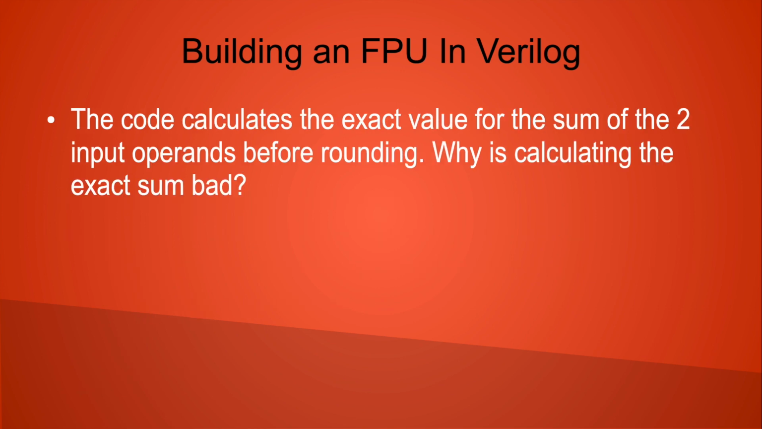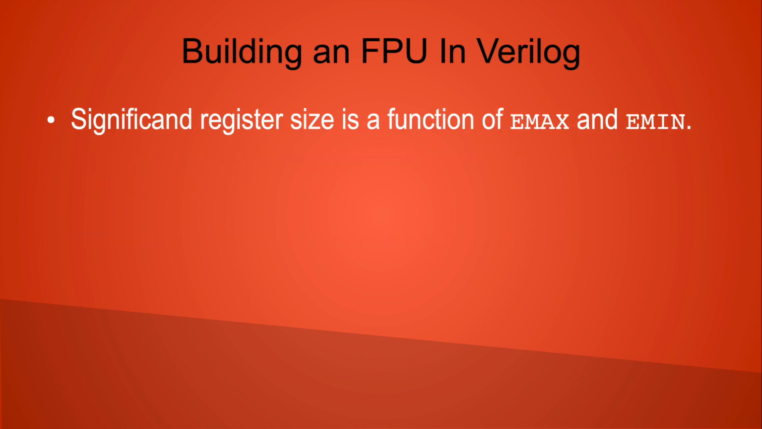On to the third and final study question from the last video. This implementation of the addition circuit calculates the exact value for the sum of the 2 input operands before rounding. Why is calculating the exact intermediate value of the sum of the significands a bad idea? Here's the declaration of the significand registers. Nsig contributes to the size of the significand registers, but its contribution is limited.